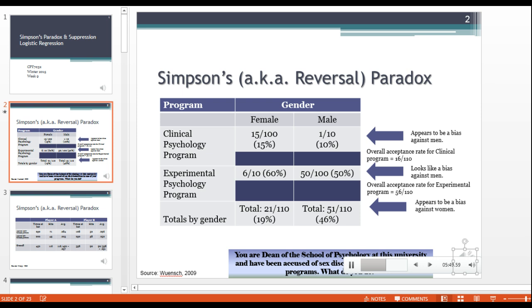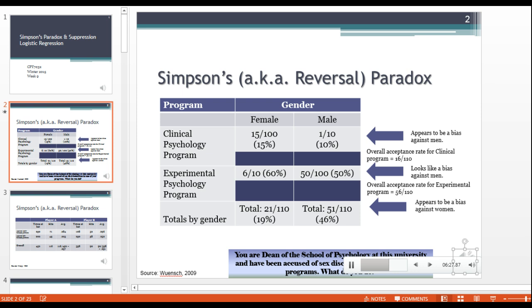So for males, their overall acceptance rate across the two programs, that 46%, is biased upward because most of them are applying to the easier program to get into. And this is weighting their overall selection rate in such a way that their experimental psych acceptance rate is having this unduly large influence over the overall selection rate for men across the two programs. So really what we have going on is women's overall selection rate is biased downward, men's is biased upward, and so we need to fix that.